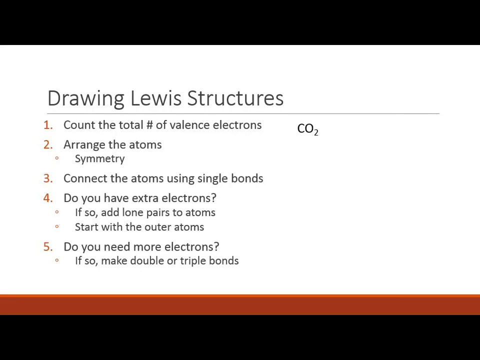Let's try one that's just a little bit trickier. This time we have carbon dioxide, CO2. So carbon has 4 valence electrons. Oxygen, well, we have 2 oxygens, and each one of those brings 6 electrons with it, giving us a grand total of 16 electrons to work with.